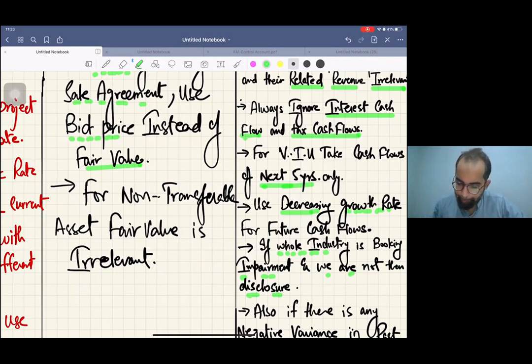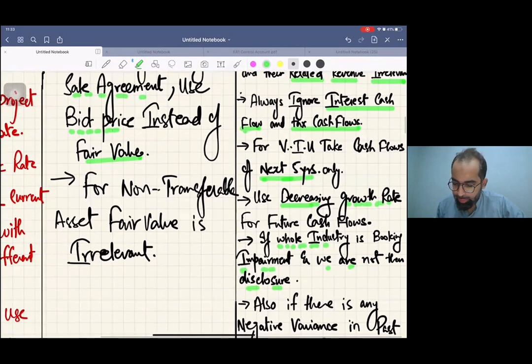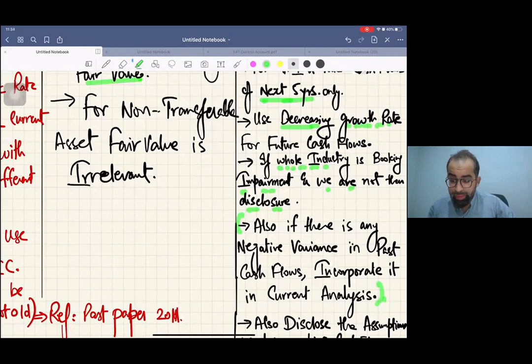Now, this is a very, very excellent point. I have seen it in many past papers; if you listen to me attentively right now, the past papers will be very easy. Also, if there is any negative variance in past cash flows, it should be incorporated in the current analysis. You constantly do impairment in past years as well as now, because impairment hints may come anytime in this shaky environment.